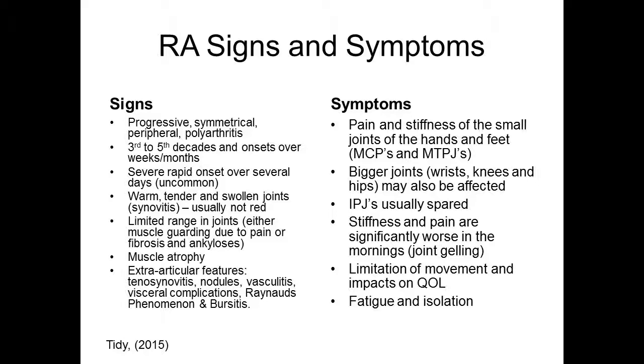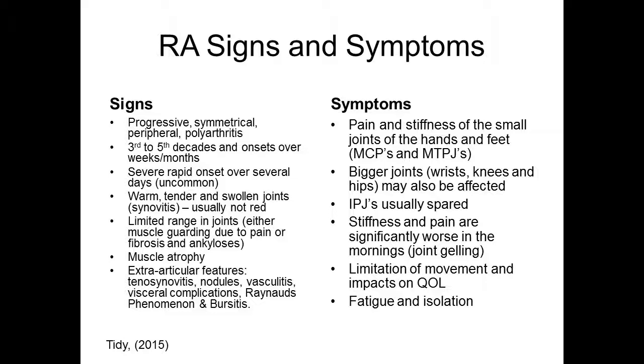So the signs and symptoms of rheumatoid arthritis, different from osteoarthritis: it is progressive, particularly if it's not managed early and managed well. It tends to be symmetrical, not always, but usually, peripheral, and a polyarthritic presentation. As a general rule, rheumatoid arthritis presents as a bilateral, symmetrical polyarthritis of the smaller joints of the hands and feet. It tends to present in younger people as opposed to osteoarthritis, although not everyone is a textbook case, there is variation. Severe rapid onset over several days can happen but it is uncommon.